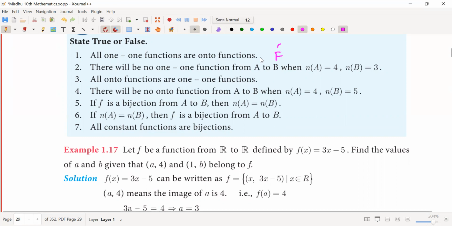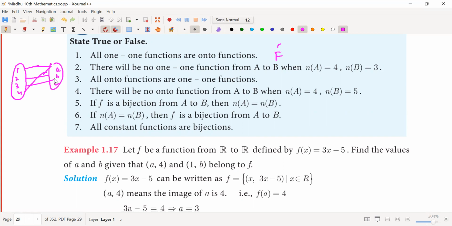No one-to-one function. A has 4 numbers. B has only 3. So definitely one should be having at least 2 images. 2 would be going at least to 1. Example here 1, 2, 3, 4 and here A, B, C. If I'm mapping 1 to A, 2 to B, and 3 to C, definitely I have to map this. So it should be with anyone, isn't it? So it cannot be a one-to-one function. Hence it is true. Why did you say false?